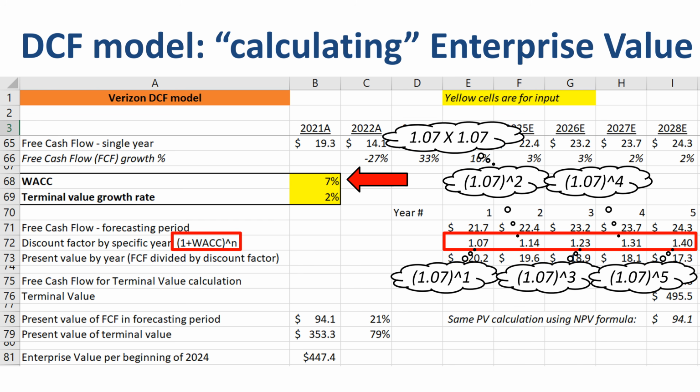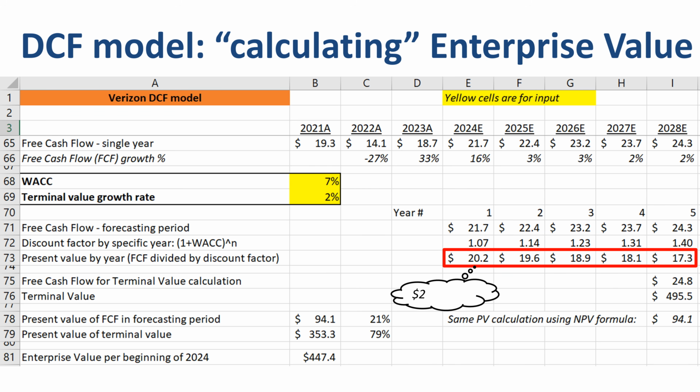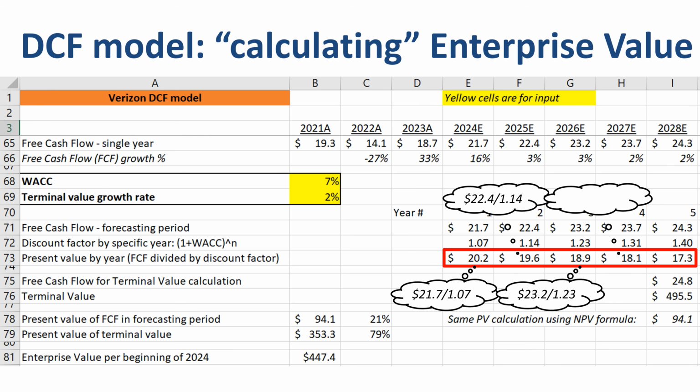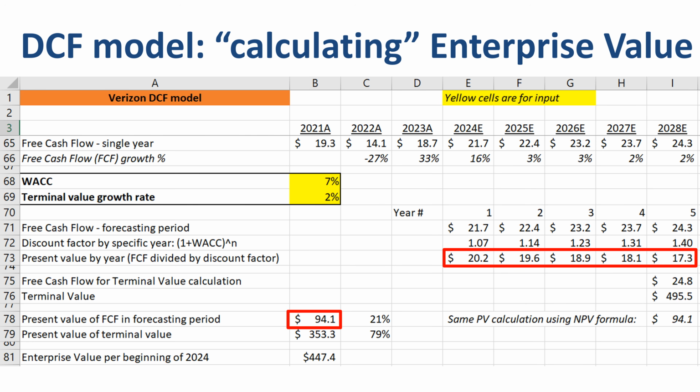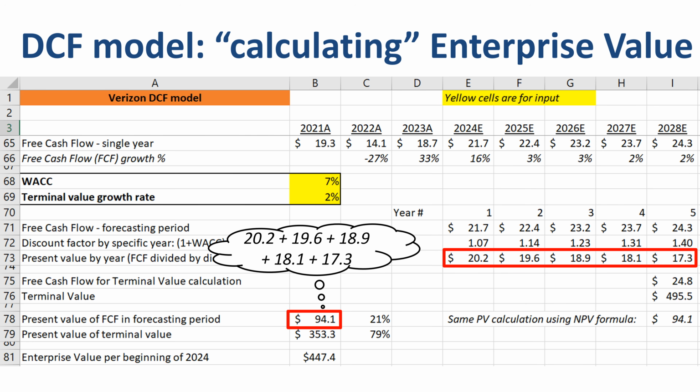Now divide the estimated free cash flows in row 71 by the discount factors in row 72. $21.7 billion divided by 1.07. $22.4 billion divided by 1.14, and so on. Those 5 numbers you can then sum to get to the present value of the free cash flows in the forecasting period of $94 billion. That's one way to do it. Kind of the long way around, but it's very clear what the steps are.